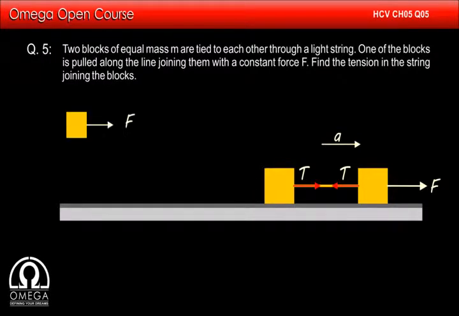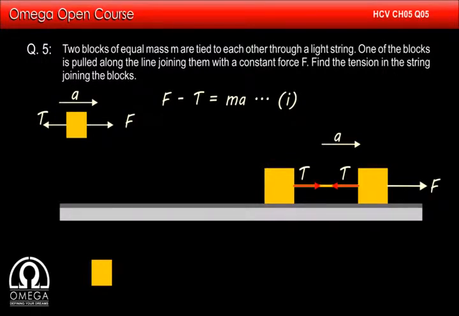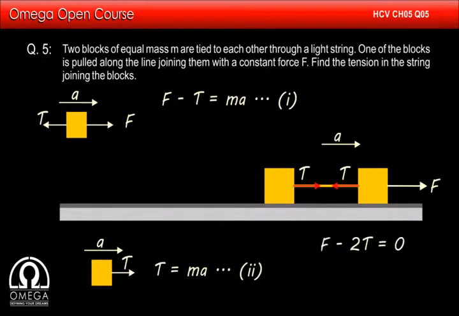For the block on the right, the horizontal forces acting on it are F towards right and T towards left. It moves towards right with acceleration A. Thus, F minus T must be equal to ma. For the block on the left, the only horizontal force on it is T towards right and it is also moving with acceleration A. Therefore, T must be equal to ma. Subtracting equation 2 from equation 1, we get F minus 2T is equal to 0, which implies T is equal to F by 2. This is our answer.